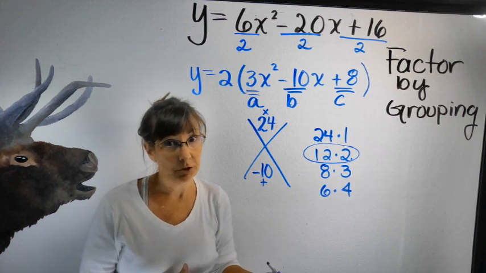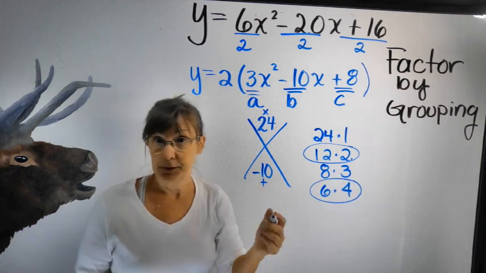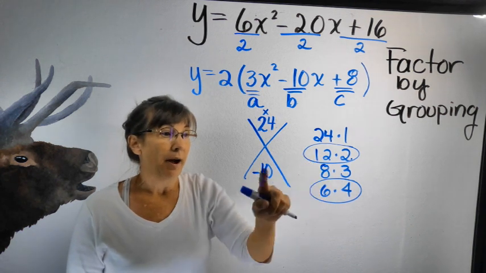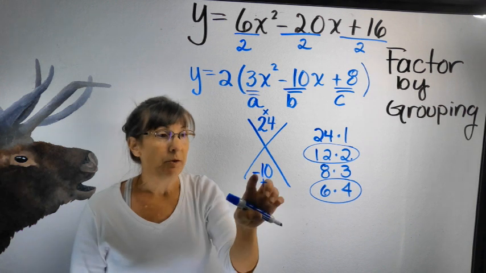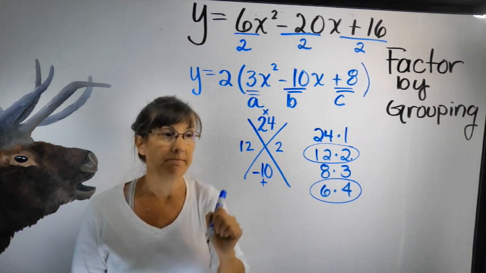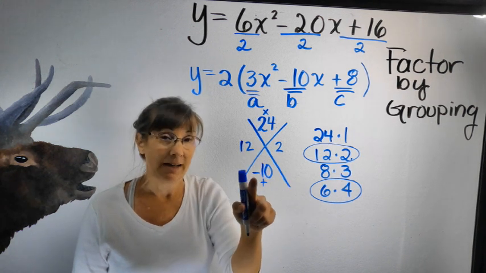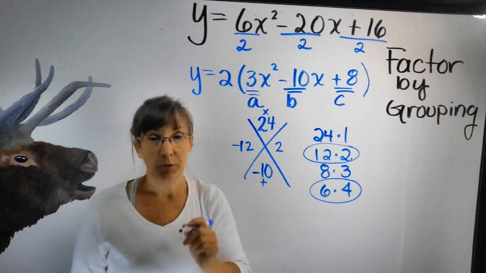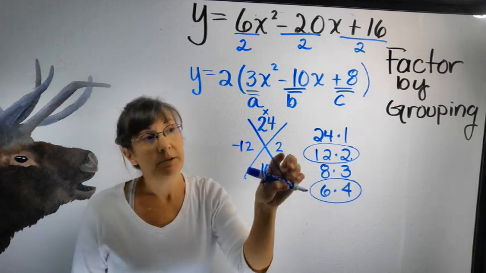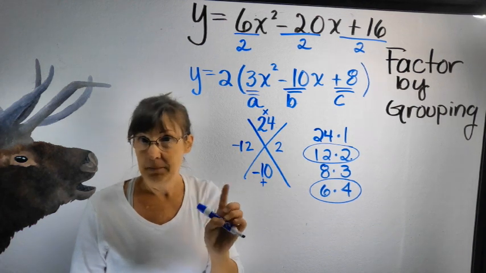12 plus a -2 would be 10. I could also say 6 plus 4 is 10. Well, I have to think about which one I'm going to use. If 12 and 2, let's just think about that for a second. For 12 and 2 to add to -10, the 12 would have to be negative. But if I do a -12 times a +2, I actually get a -24. So it cannot be the 12 and the 2.